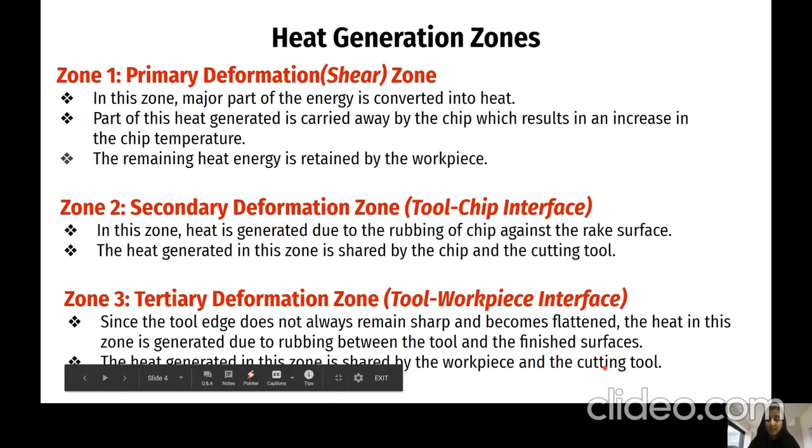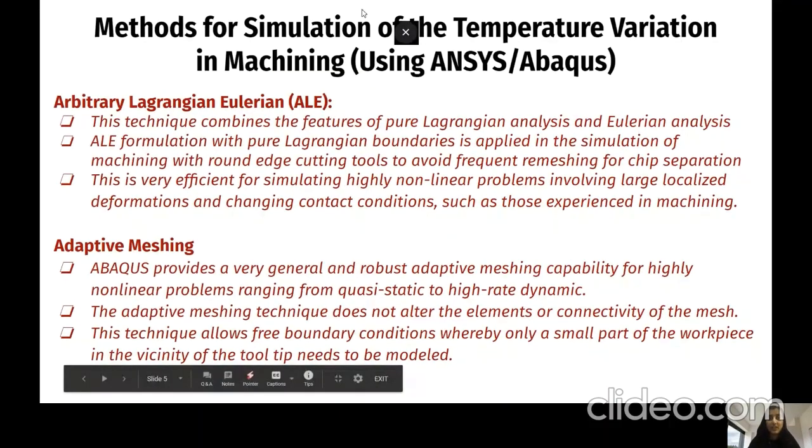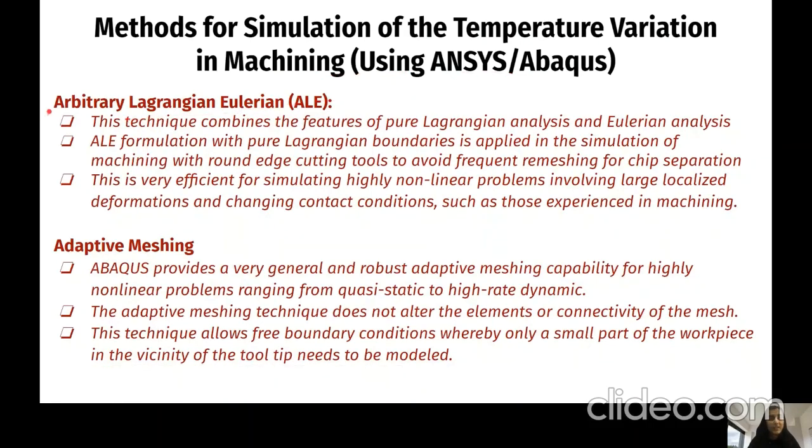Now, having looked upon different methods of heat generation and the reason behind the temperature variation, we will now look up how to quantify and simulate this temperature variation in the machining process. We'll now be looking into different methods of simulation of the temperature variation in machining using ANSYS and Abaqus. The first method which we'll be talking about is the arbitrary Lagrangian Eulerian, that is the ALE technique.